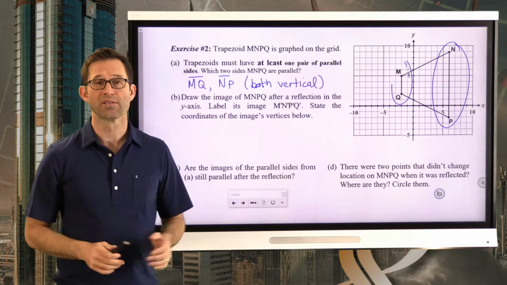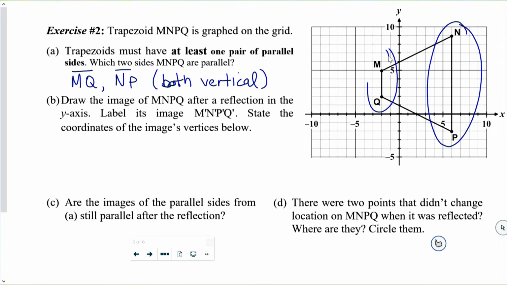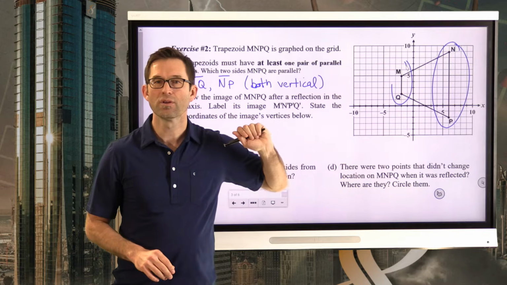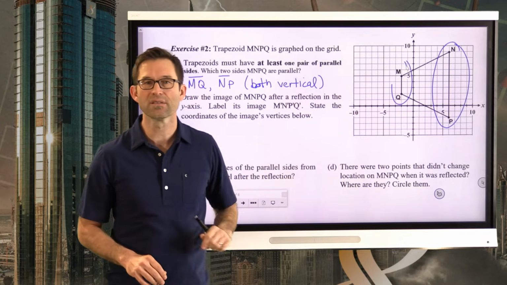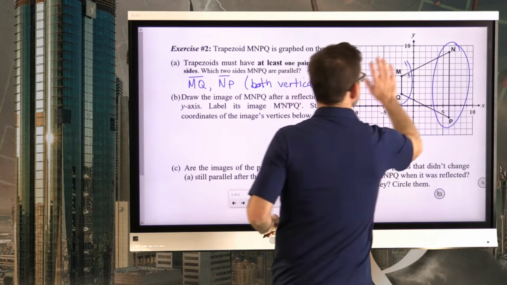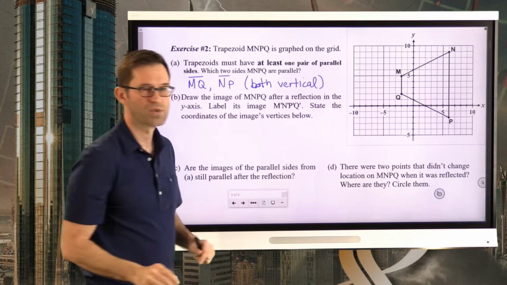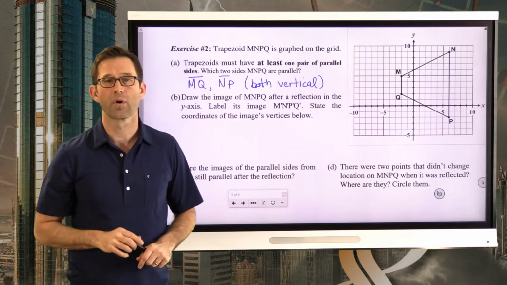Now, letter B, let's get into some reflection work. Draw the image of MNPQ after a reflection in the y-axis. Label its image M prime, N prime, P prime, Q prime. State the coordinates of the image's vertices below. Awesome, it should be easy enough. I'd like you to take that image and reflect it in the y-axis, see where it goes. I'm going to just erase this stuff really quick, and then let's also talk about where the coordinates went. Pause the video now and reflect this thing across the y-axis.